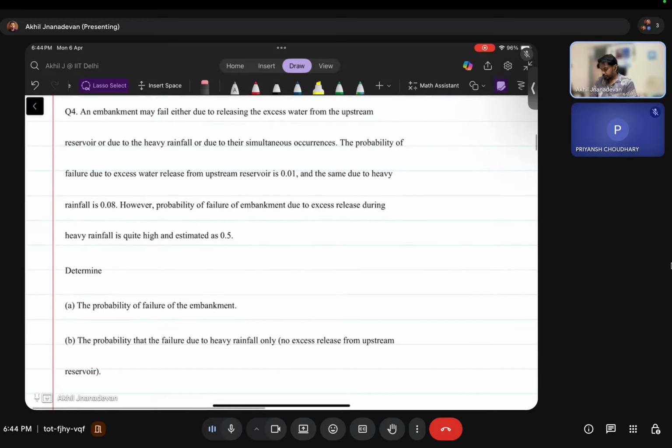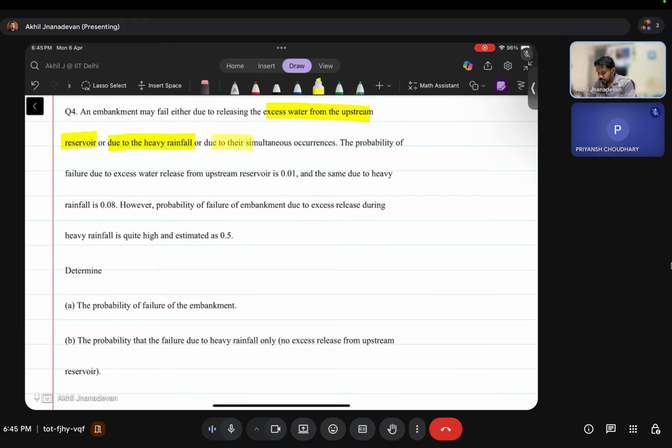So we can come to the fourth question. An embankment may fail either due to release of excess water from the upstream reservoir, or due to heavy rainfall, or due to simultaneous failure. There is an embankment, say a dam. It can fail due to excess water from the upstream. That is the problem when extreme rainfall comes, right? The reservoir gets filled up very quickly, and if it goes above the limit, it can collapse. So we will be slowly removing water.